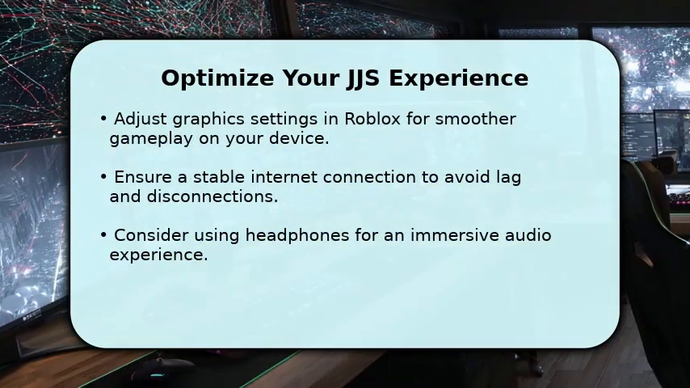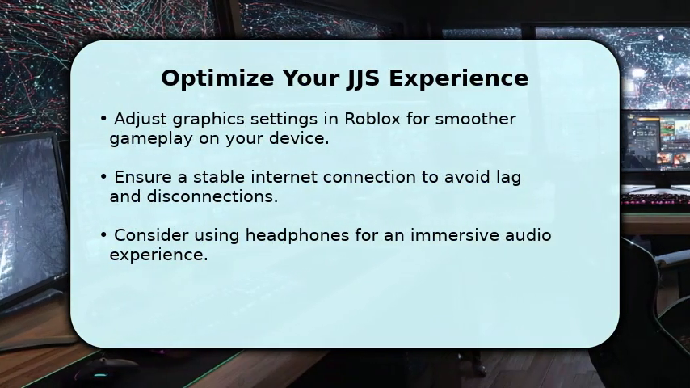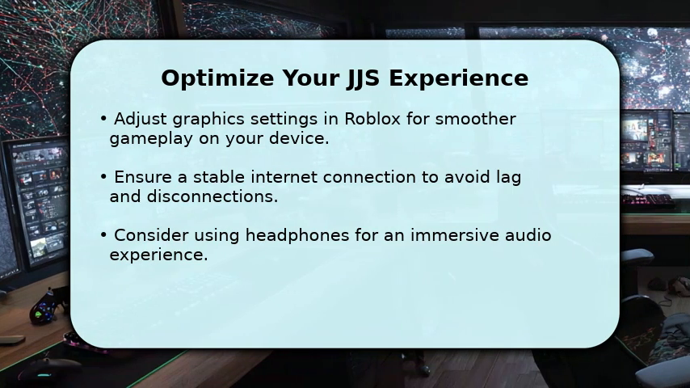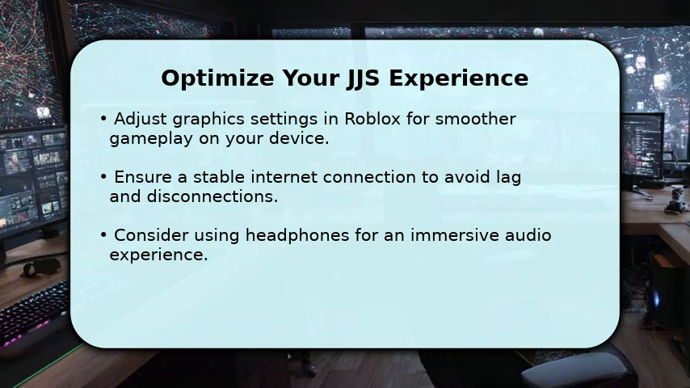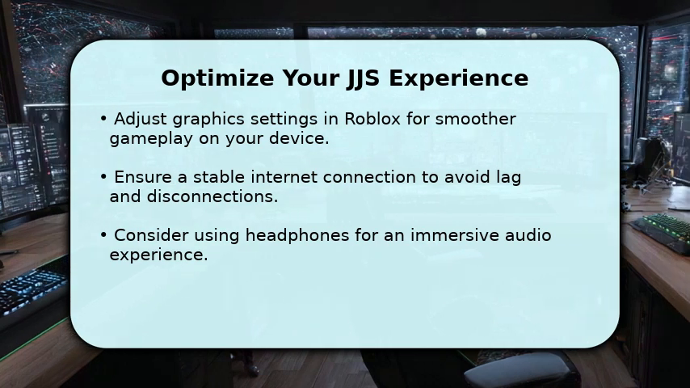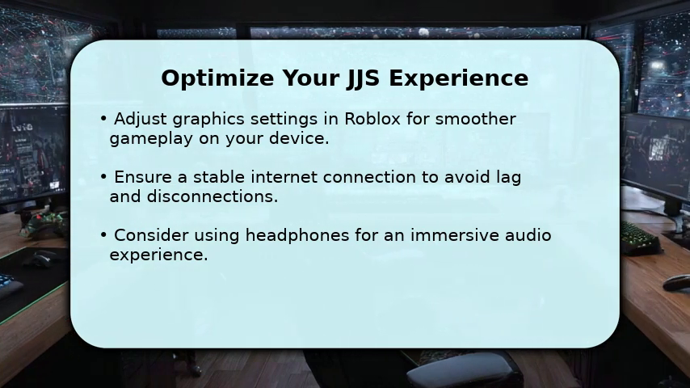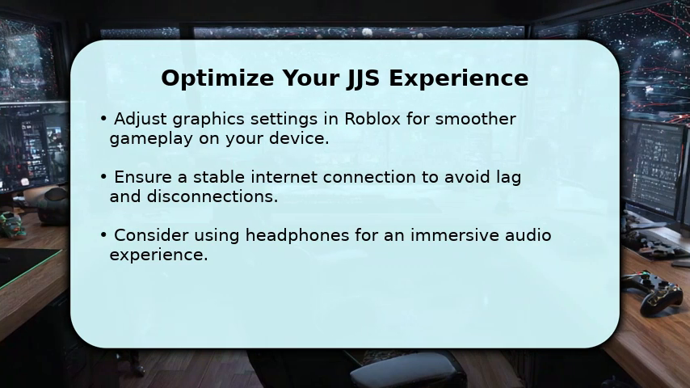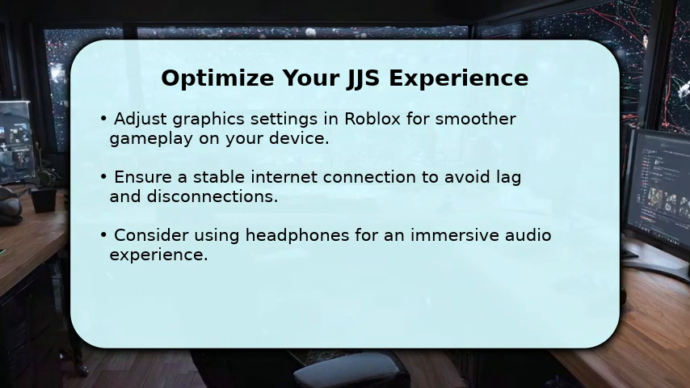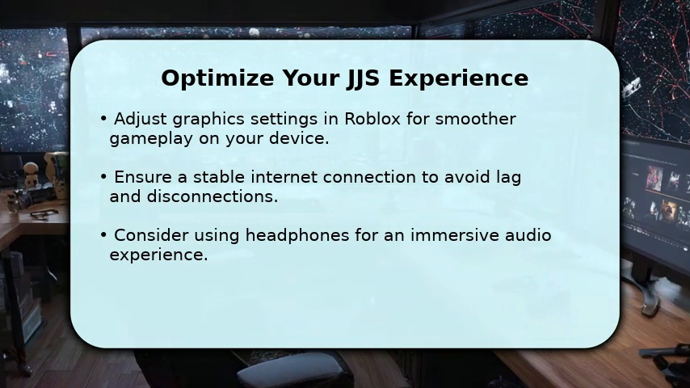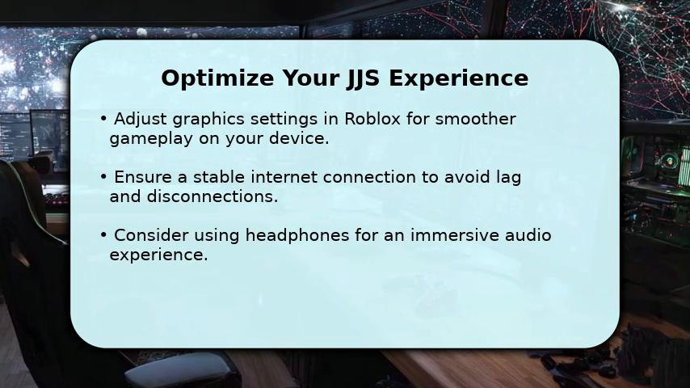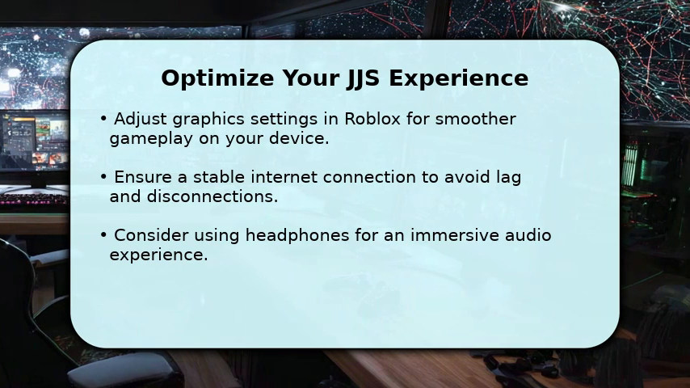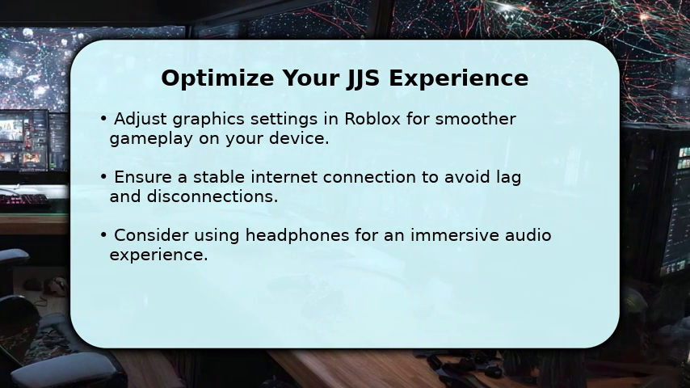For the best JJs experience on your mobile device, a few adjustments can make a big difference. If you're experiencing lag, try lowering the graphics quality in Roblox's settings. This can significantly improve performance. Always play with a stable internet connection, preferably Wi-Fi, to prevent frustrating disconnections. Finally, using headphones can enhance your immersion, allowing you to fully appreciate the game's sound effects and communicate more clearly with your teammates.